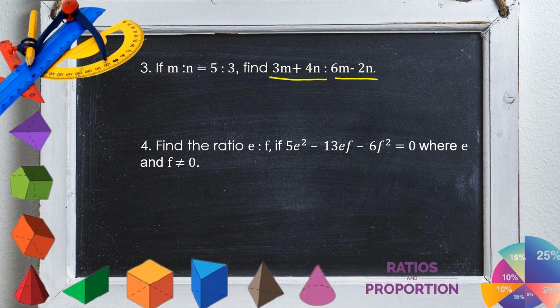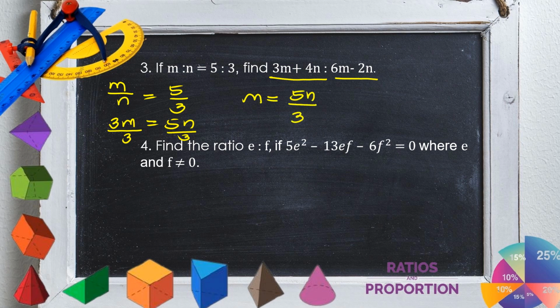We need to get first the variable that we need. So m over n is equal to 5 over 3. Cross multiply, 3m is equal to 5n. So let's say I will be needing your m. Divide both sides by 3. So your variable is equal to 5n over 3. Then you're going to substitute it into your 3m plus 4n all over your 6m minus 2n.